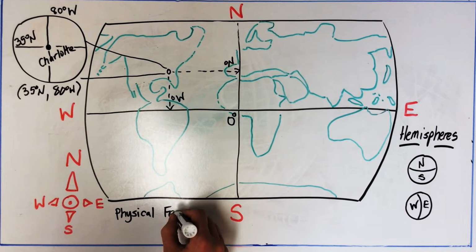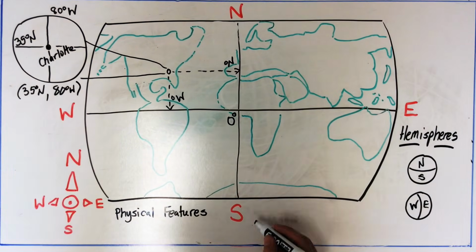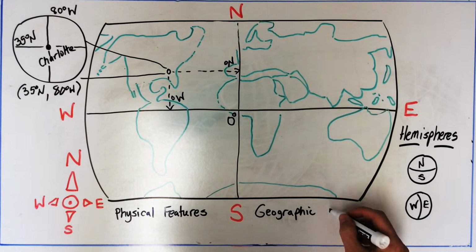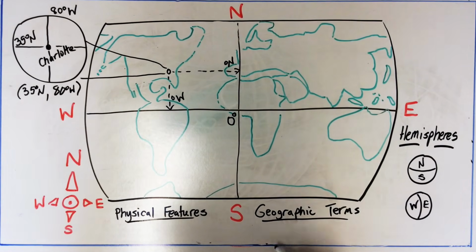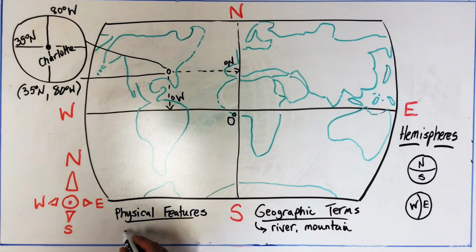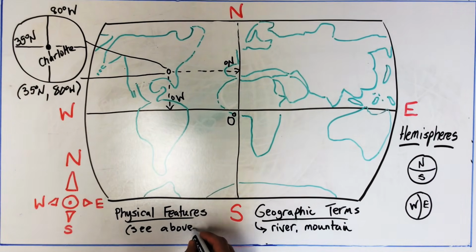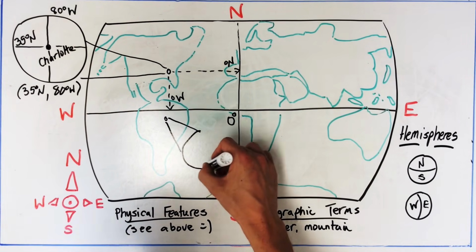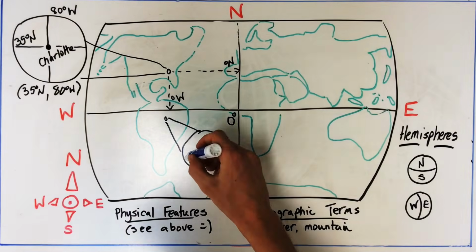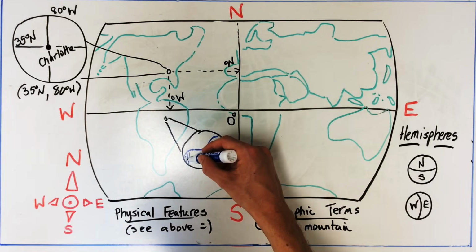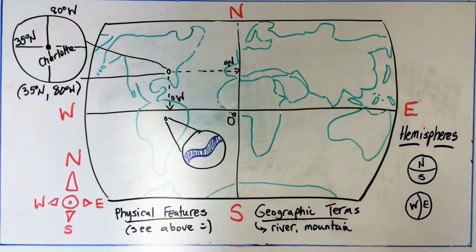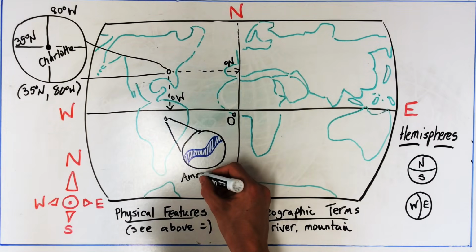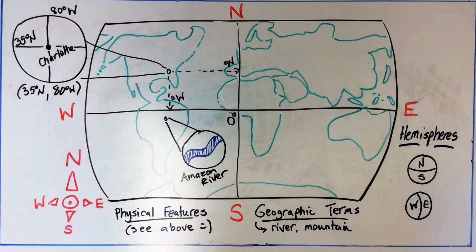Last but not least, as we brush you up on your geography, are physical features and geographic terms. Geographic terms are the names we've come up with to describe things on Earth, like river or mountain, whereas physical features are actual examples of those things. So the word river is a geographic term, but the actual flowing Amazon River in South America is a physical feature of Earth. Make sense?